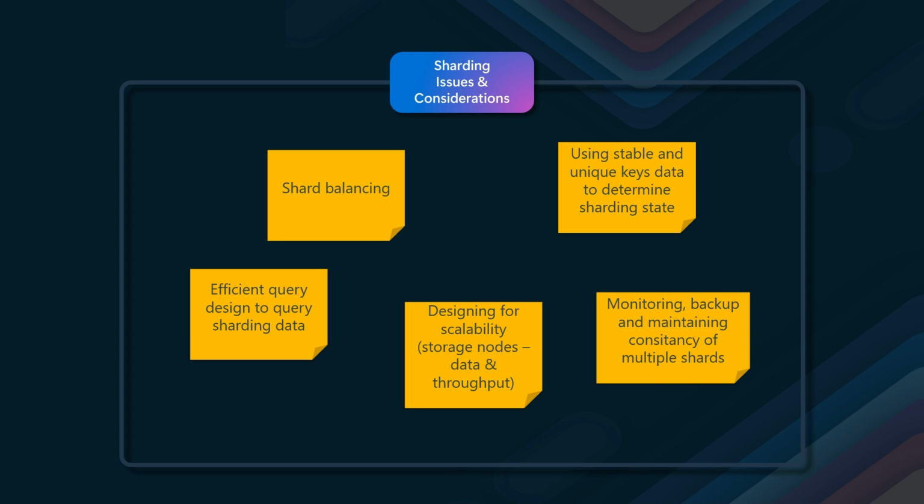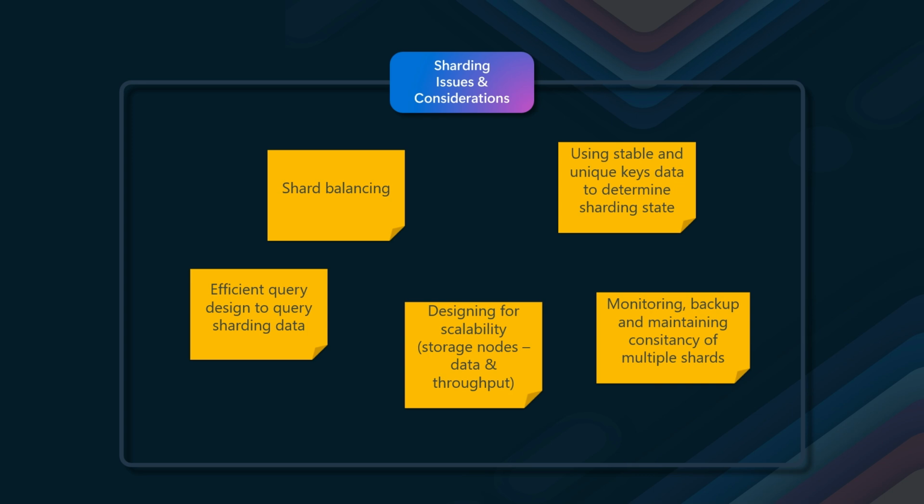So let's take a look at some of the issues and considerations when thinking about the shard pattern. Sharding, as many of you may know, is a central technique to ensure scalability and performance in large-scale databases. However, effective sharding requires careful planning and consideration of several factors. Firstly, shard balancing is a fundamental issue. Ensuring that your data is evenly distributed across all your shards is crucial to prevent any single shard from becoming a bottleneck. Proper shard balancing enhances performance and maximizes resource utilization.